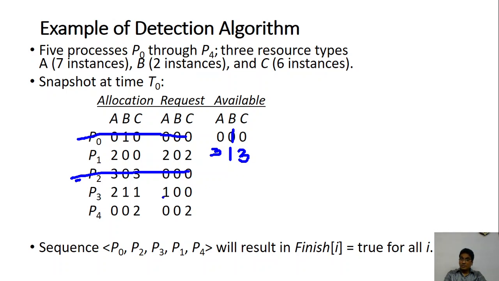Now you notice P3. P3 is making only one request. So its request is less than available. So give whatever P3 is asking for, ask it to complete. Once it completes, take back all the resources that you have given. How many resources did you give? You gave 2 resources. 3 plus 2 is going to be 5. So you got 5 things back.